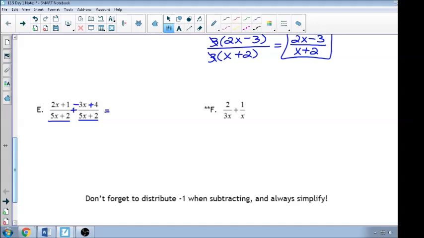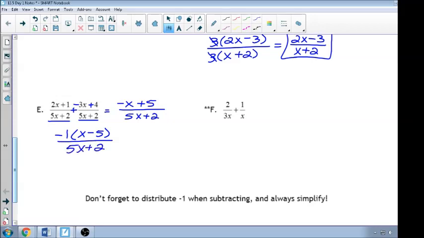So 2x plus negative 3x would be negative x. 1 plus positive 4 would be positive 5 over 5x plus 2. At this point, there is not much I can do to simplify this. I won't be able to cancel anything out. What I could do is make my x positive by getting a negative 1 out front and making this x minus 5 over 5x plus 2.